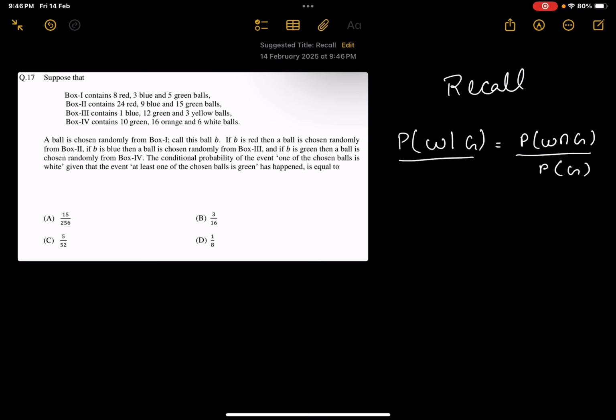If we want both W and G to happen, that means one ball was white and one ball was green. Notice that the white ball is present only in box 4. So if we draw a white ball, that means it was drawn from box 4, which also means that the color of the ball B was green. So this W intersection G happens only when we draw a green ball from box 1 and a white ball from box 4. So the probability of that happening is 5 by 16 times 6 by 32.